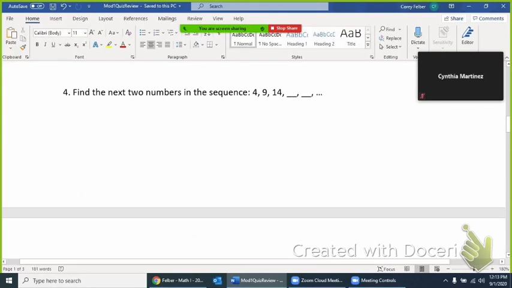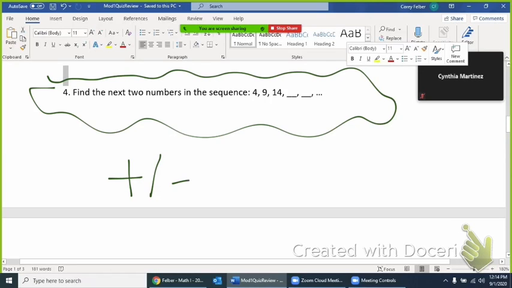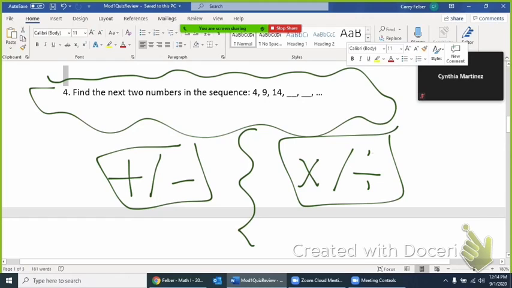Okay, so this is something here that we've done a bunch of times. You guys have to figure out the pattern. It goes from 4 to 9 to 14. Remember, we only have two options. It's either adding or subtracting, or it's going to be multiplying and dividing. So it's either this, or it's nothing. It's your job to figure out that pattern.